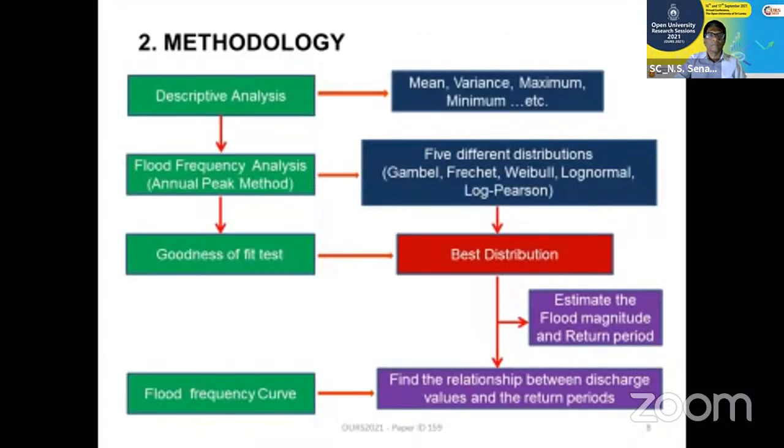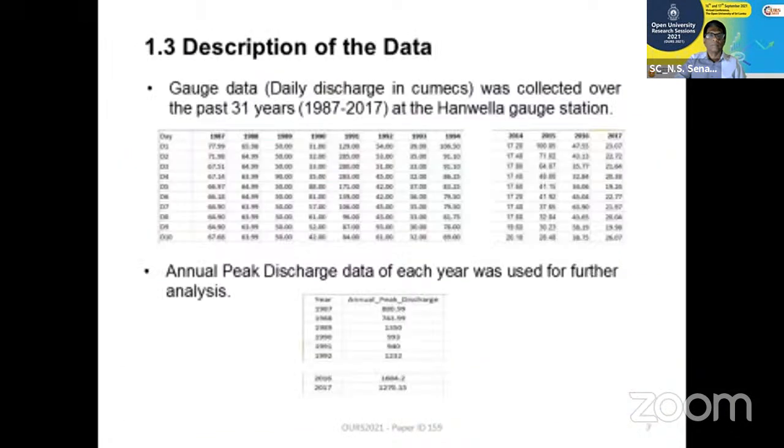From the flow data, after collecting the data, the annual peak discharge for each year up to 2017 was observed. The unit is Qmex, meaning cubic meters per second. It is a unit of rate of flow of water. The annual peak discharge data of each year was used for the analysis.